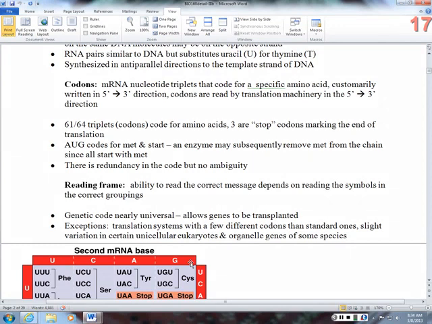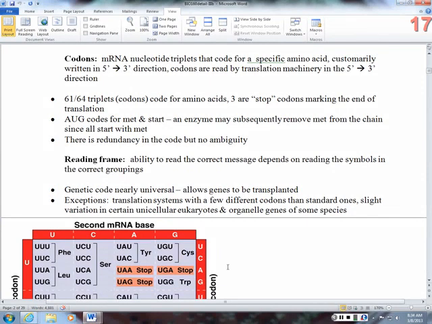The genetic code is nearly universal, which is convenient because you can take and transplant genes from other organisms into something else. It's allowed us to be able to manipulate things because of the universal nature of it.